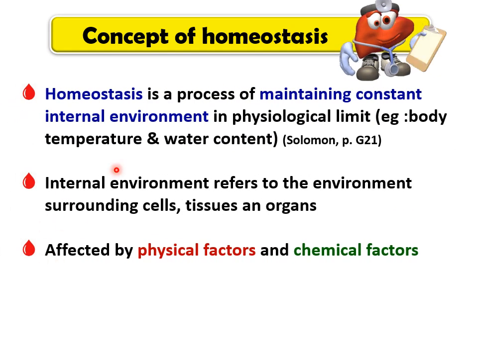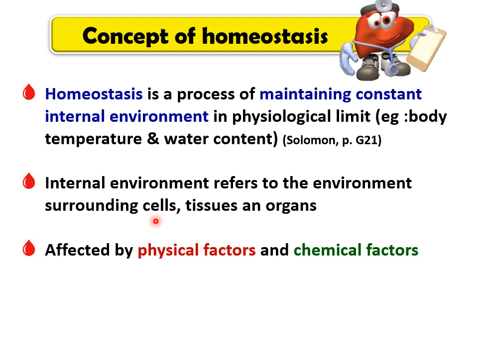Concept of homeostasis. Okay, what is homeostasis? So homeostasis is a process maintaining constant internal environment in physiological limit. Example here, body temperature and water content. So what is internal environment? So internal environment refers to the environment surrounding cells, which are interstitial fluid and blood, and also tissues and organs.